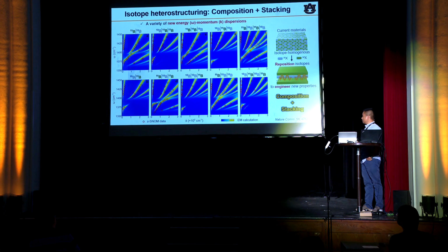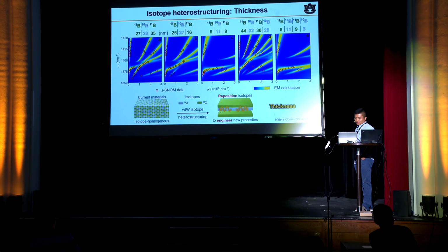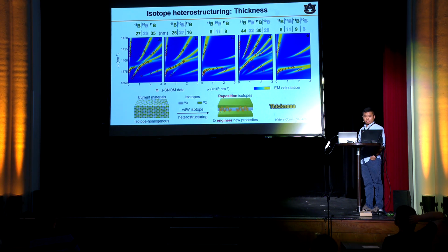So not only composition and stacking, you could control the thickness to tune the hyperbolic phonon polariton dispersion. If you take a look at the first 3 panels, they have exactly the same composition, same stacking. We just vary the thickness, and you will see the dispersions are totally different. And that is also the case for the 4-layer isotope heterostructures.